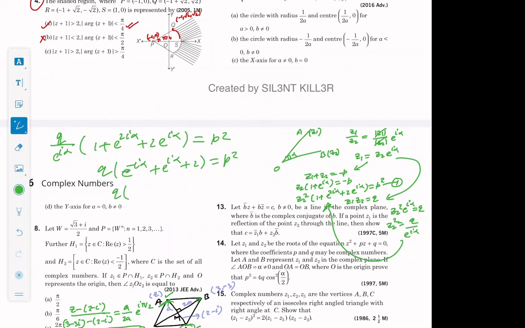e to the power minus i alpha is cos alpha minus i sin alpha, and e to the power i alpha is cos alpha plus i sin alpha. So the i sin alpha will cancel out, so I will get 2 cos alpha plus 2. Now use the half angle formula, so I will get 4Q cos square alpha by 2 is equal to P square. So this is our final answer. It is important for JEE Advanced, or for advanced type of paper.